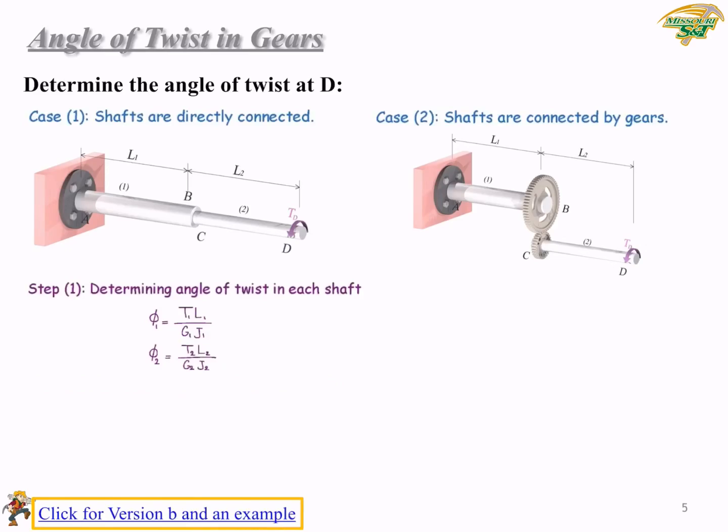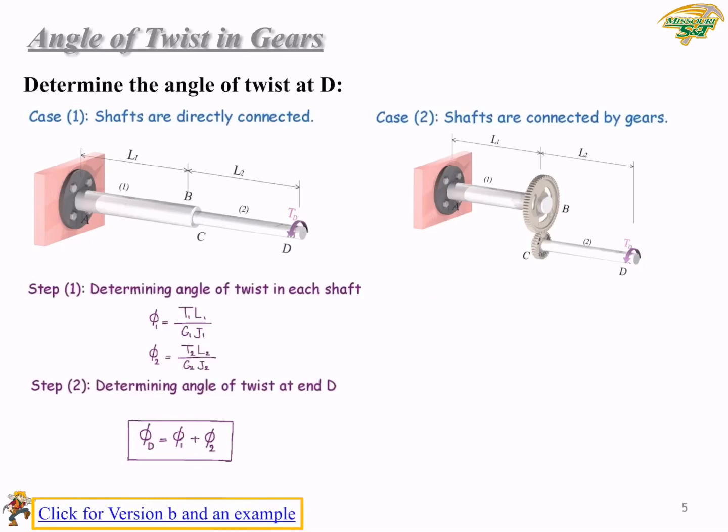So phi 1, the angle of twist in shaft 1, can be calculated by T1L1 over G1J1. And phi 2 can be calculated as T2L2 over G2J2. Then how about the second step? Determine the angle of twist at the end D. This will be simple. The phi D equals phi 1 plus phi 2.